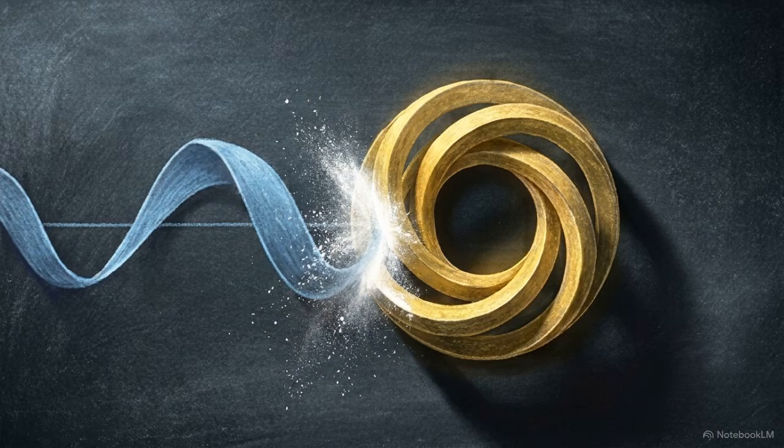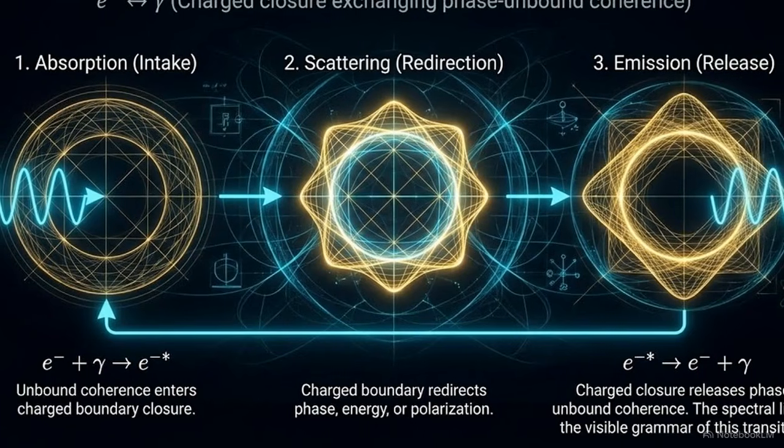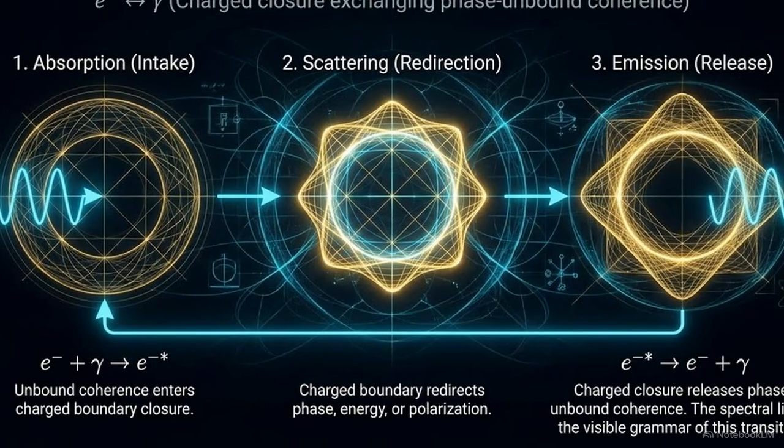The primary interface between light and matter occurs through a specific boundary transaction. This is where phase-unbound light meets bounded matter. Step 1 shows the intake phase. Phase-unbound coherence enters the charged boundary closure, increasing the energy state of the system. This triggers an immediate reconfiguration. The charged boundary must redirect this new energy, shifting its geometric state to accommodate the incoming phase and polarization.